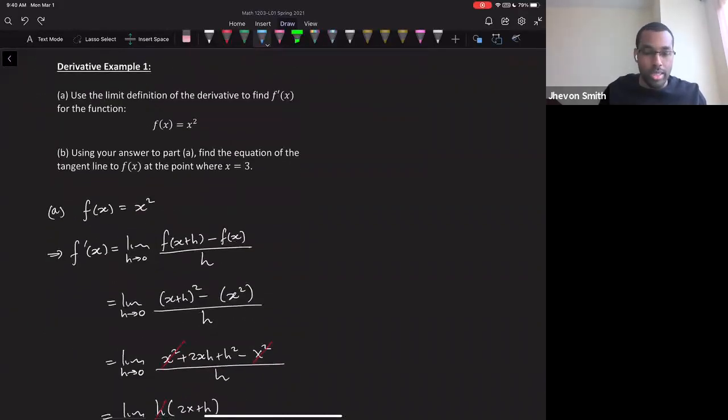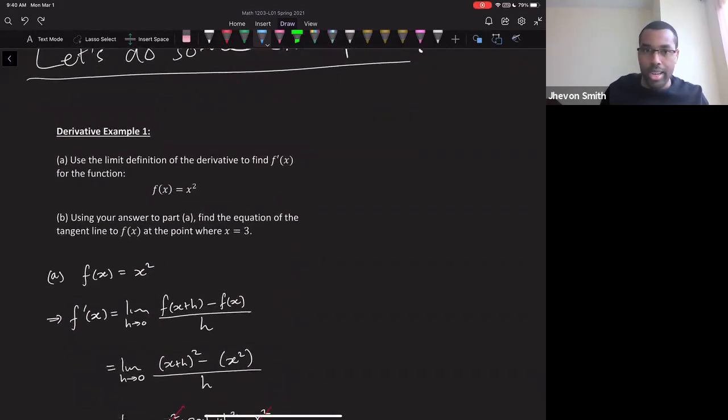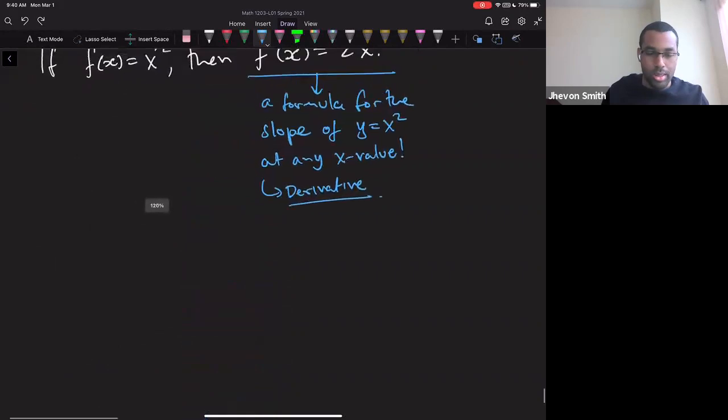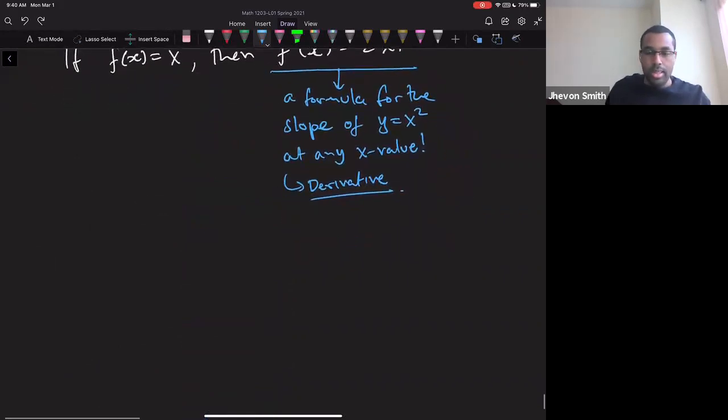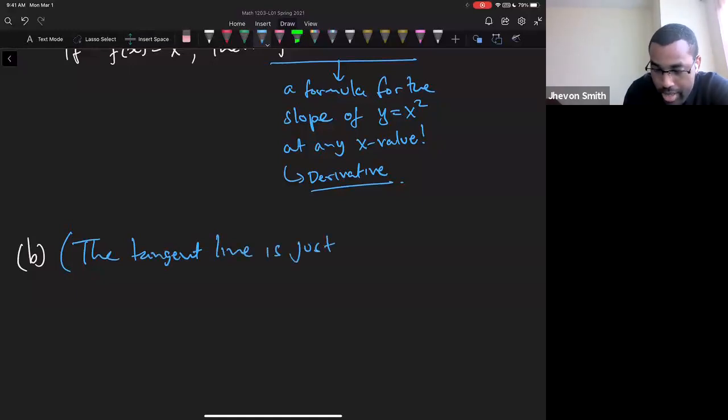So that's the derivative, 2x. Now, using your answer to part A, find the equation of the tangent line when x equals 3. So how would we go about doing that? Well, let's see. B. Now remember, the tangent line is just a straight line, right? It's not anything more complicated than that. It's a straight line in a very special context, but it's just a straight line, which means I would find it the same way I would find any line.